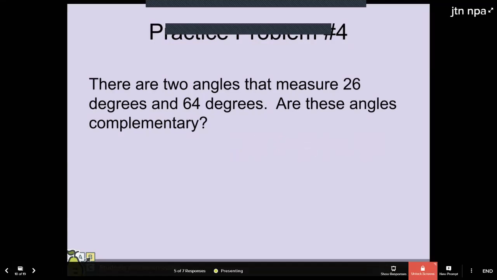All right, before we go on to supplementary angles, does anyone have any questions?